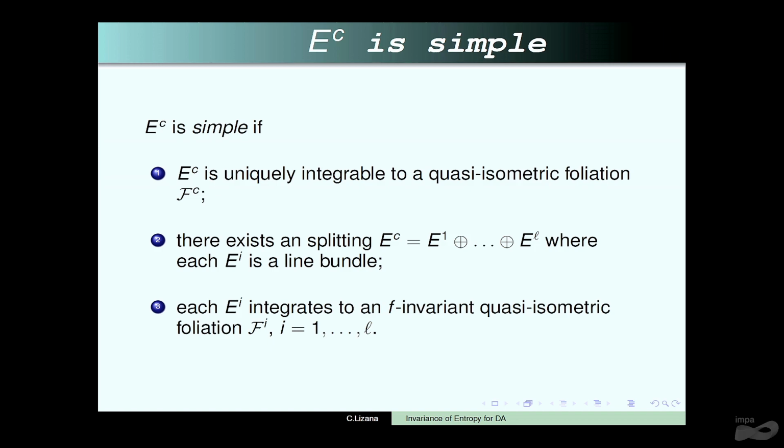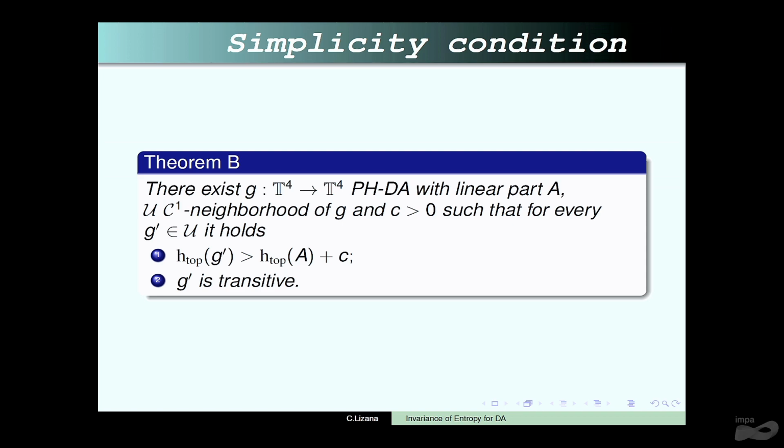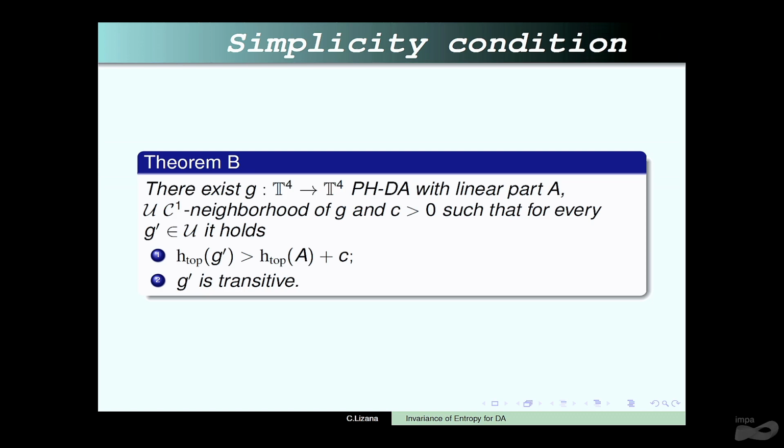So the question is, what happens if you don't have the simplicity condition? We can show an example that is robustly transitive, and the entropy is larger. It can be much larger than the initial one. The example that I'm going to talk about, this one, G, is partially hyperbolic, is isotopic to the Anosov, but the central dimension does not have the simplicity condition. So you cannot decompose it in a direct sum of one-dimensional subbundles.